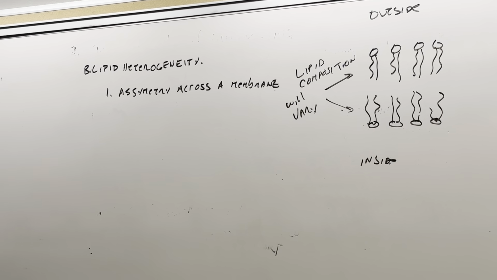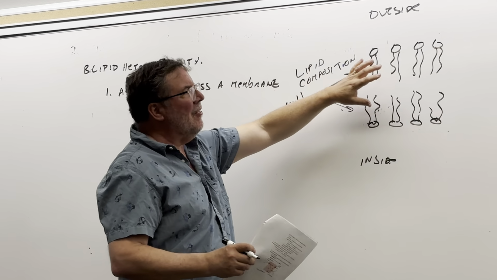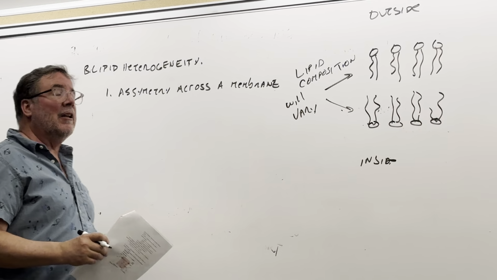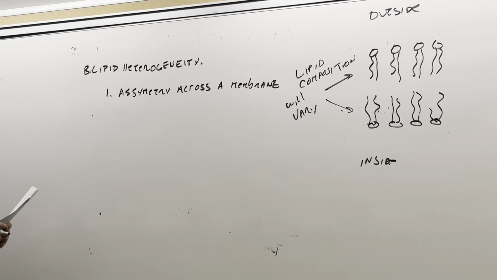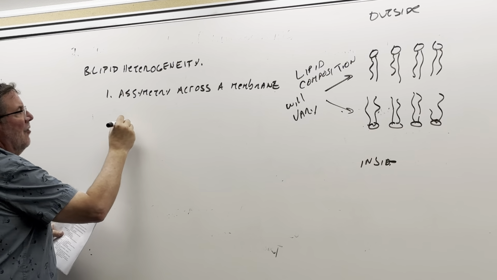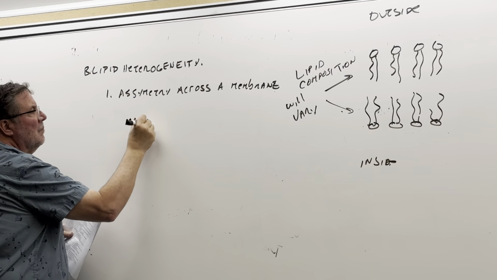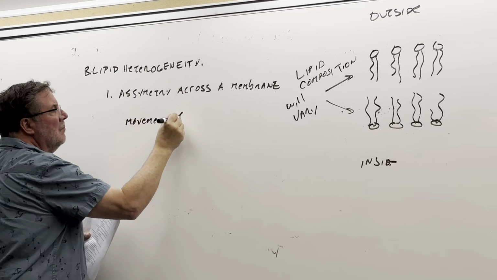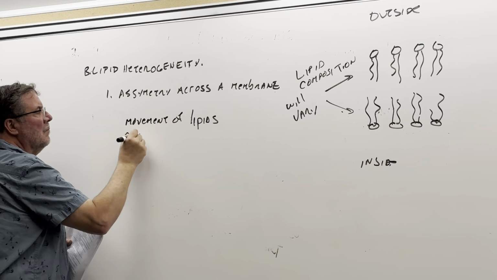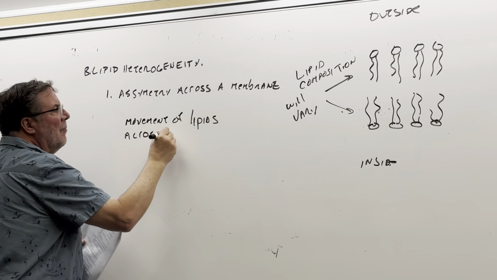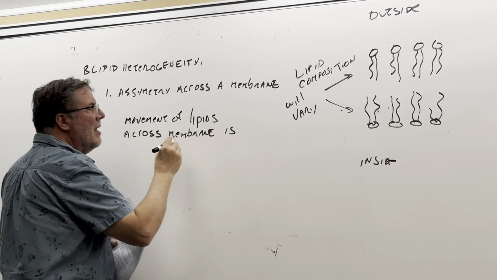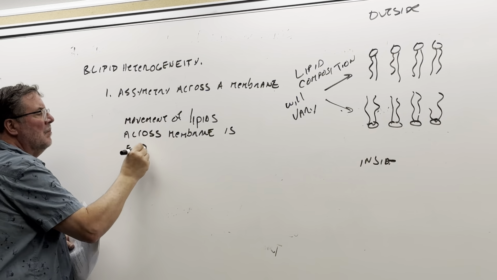So that becomes a question: how does that happen, right? You would think that it would all just equilibrate, but it's tightly controlled by a series of enzymes. So if we look at the movement of lipids across the membrane, it is enzyme controlled.